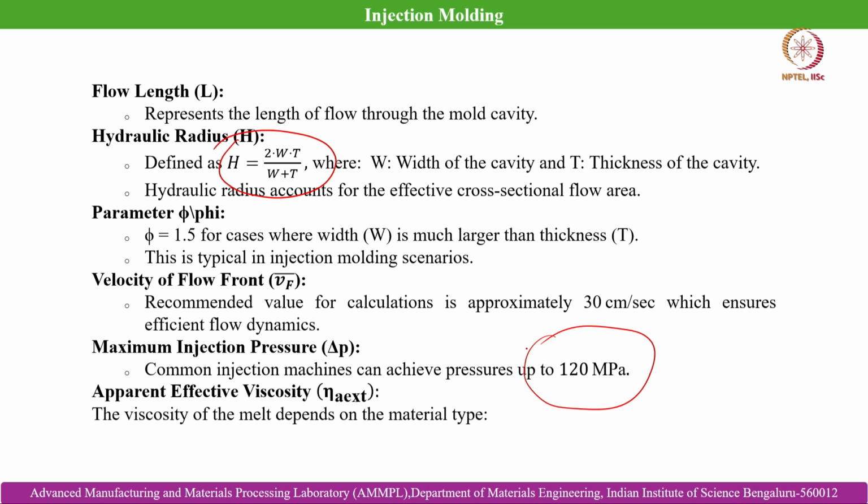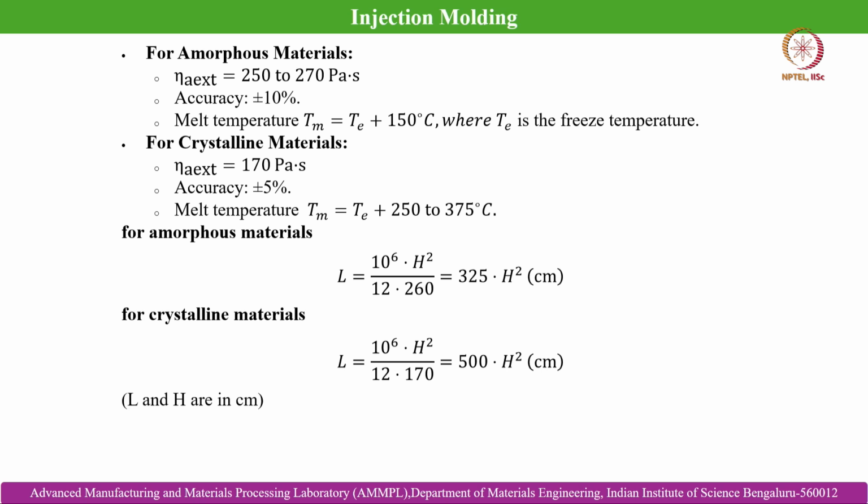So, apparent effective viscosity. This viscosity of the melt depends on the material type. So, these are basically the important characteristics for mold design, and also for the process design of the injection molding process itself, to achieve the much needed success in the process, to develop defect free parts. So, these are what is being discussed. So, apparent effective viscosity: for amorphous materials, eta effective is equal to 250 to 270 Pascal second, with accuracy in the range of plus minus 10%.